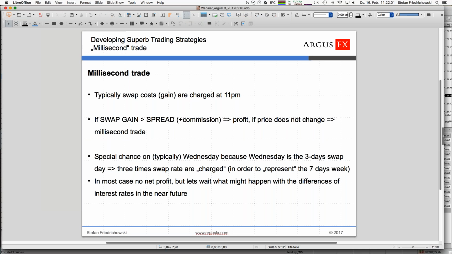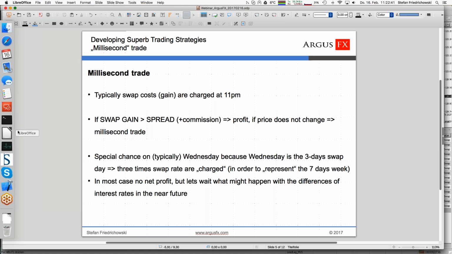So if our swap gain would be greater than the spread, and we have to take commission into account as well if we have a broker with commission, if the swap would be greater than the spread, then we would generate a profit, under the assumption that the price of the underlying does not change within the millisecond. But do we have a chance?